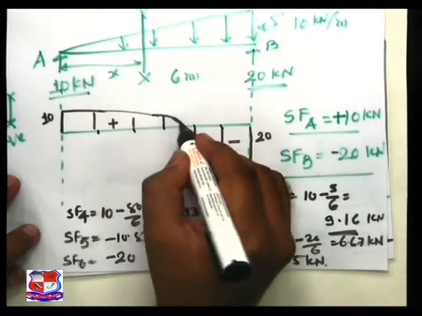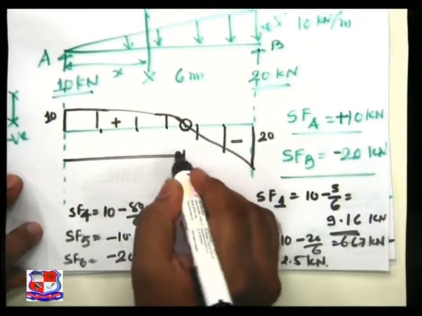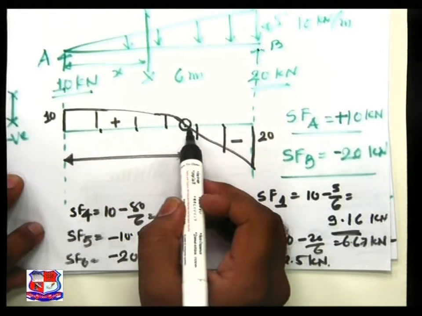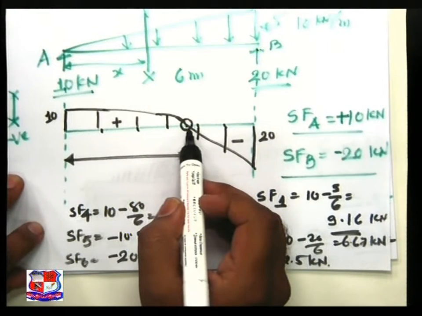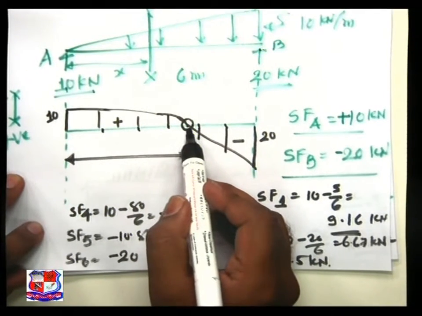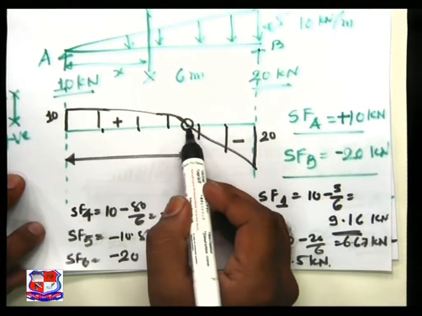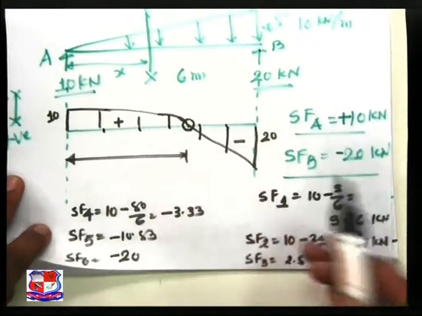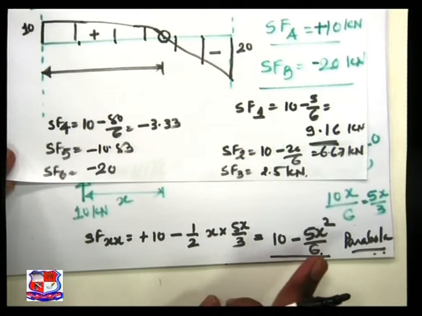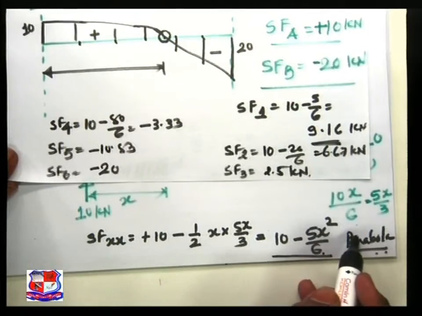Now this point is of interest. Our intention is to find out the distance from A. The reason is that we also want to plot the bending moment diagram, and the point at which the shear force is 0, we will achieve the maximum value of bending moment. So now the equation is with us, that is shear force at XX is equal to 10 minus 5x square by 6. To find out the value of x, I have to put it equal to 0.